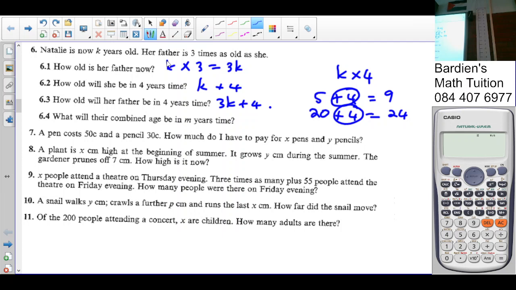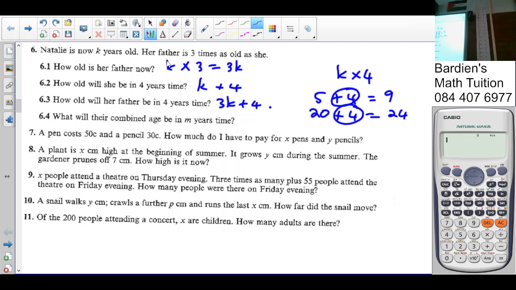You wouldn't take enough. They're unlike. They like to be unlike. The variables have to be the same. If there was 3K plus 4K, that would have been 7K. However, 3K plus 4K and 3K plus 4, they are unlike. So I can't have. You guys understand?